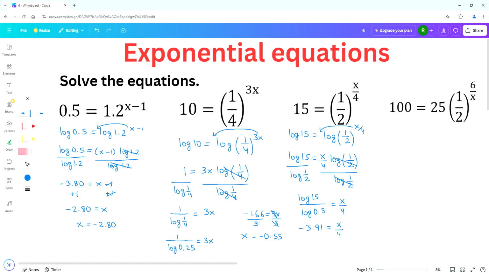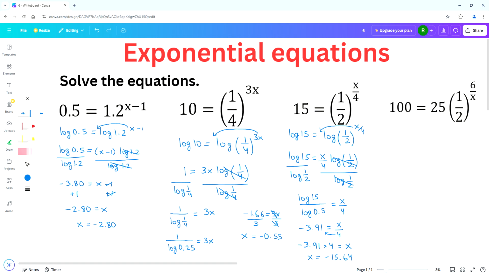We can isolate x in this equation by cross multiplying 4 to the left side of the equation. Negative 3.91 times 4 is equal to negative 15.64. This should be the final answer for the third equation. Now we can solve the fourth equation.